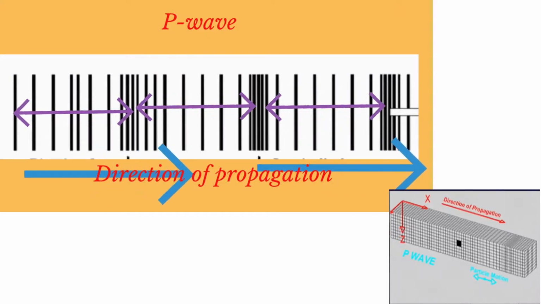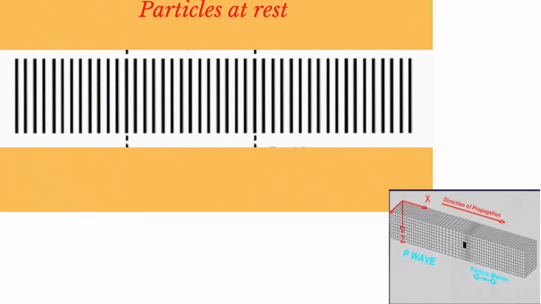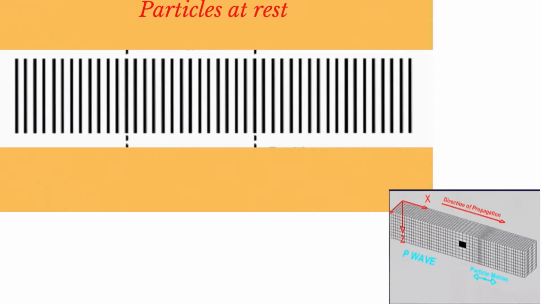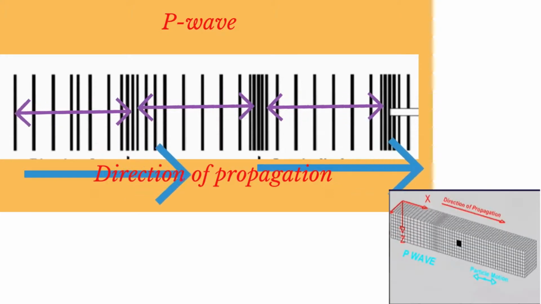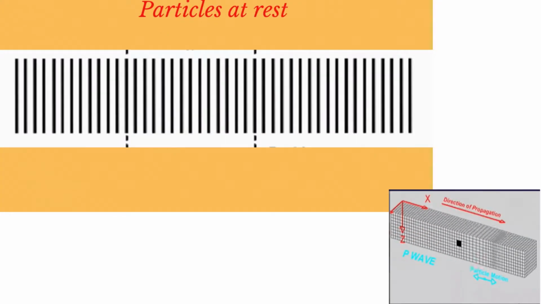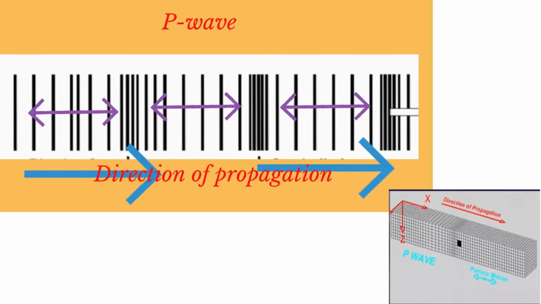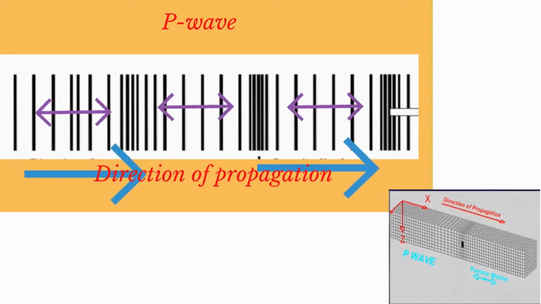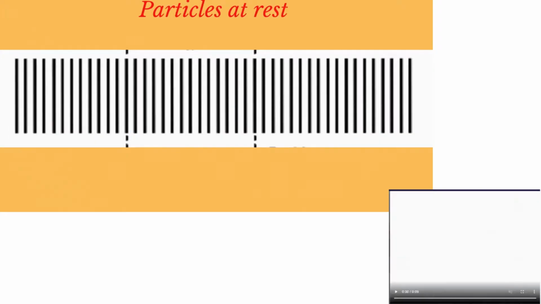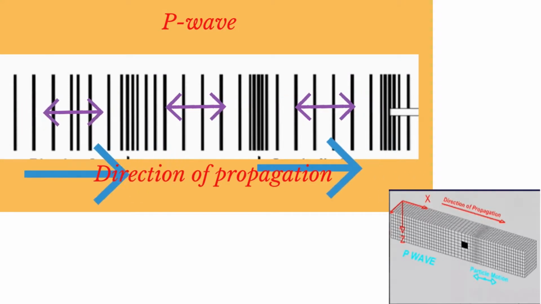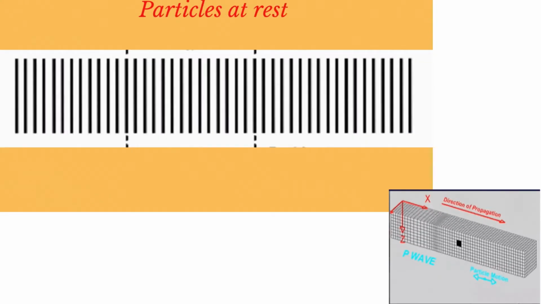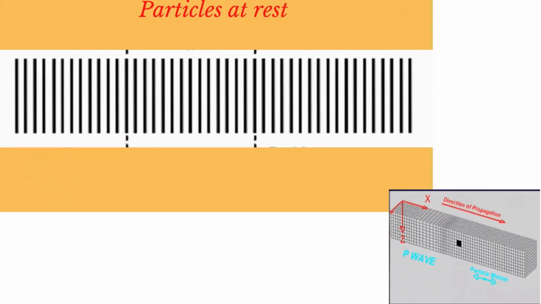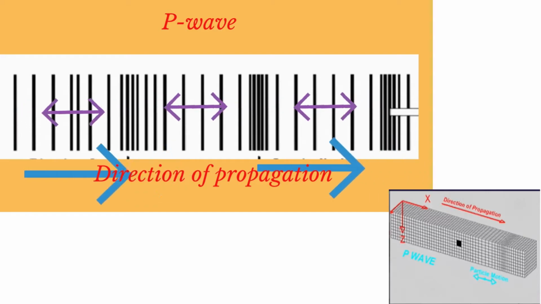Now, the P in P waves could mean primary, it could mean pressure, or it could mean push-pull. Push-pull describes the way particles respond as the P waves move through the earth. Notice that the P waves alternately push or compress and pull or extend the ground as they move through.